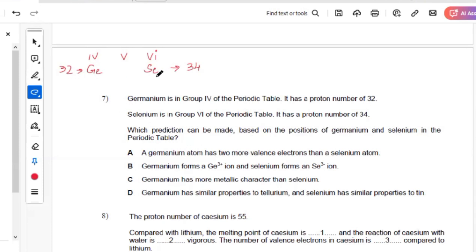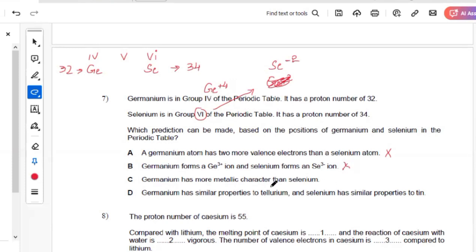No, it's wrong, because selenium would have two more electrons. So this is wrong. Germanium forms Ge plus 3. No, it can't form that, because it forms Ge plus 4 or minus 4. Then we have selenium that is minus 3. No, it's wrong, because it belongs to group 6, so it has to form a selenium minus 2 charge. That would be selenium minus 2 charge. Okay, so that would also be wrong.